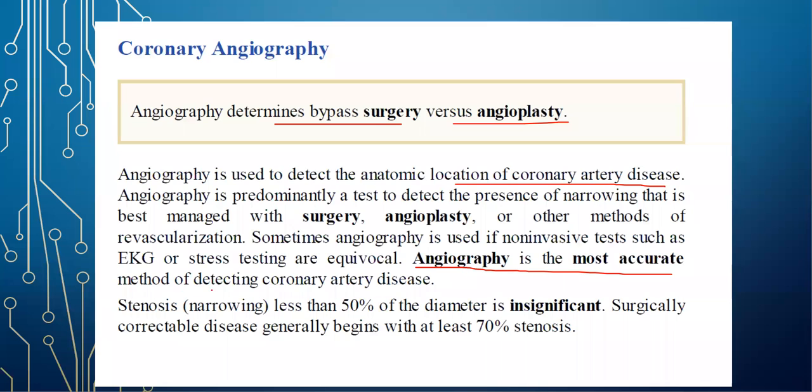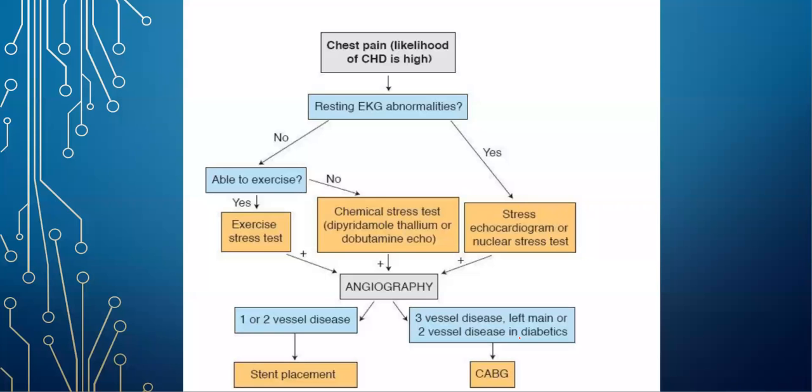What is the most accurate method of confirming coronary artery disease? Angiogram. So angiogram is the best test which can confirm coronary artery disease. If there is a narrowing of less than 50% of the coronary artery diameter, that is insignificant. If more than 70% stenosis, that needs surgical correction.